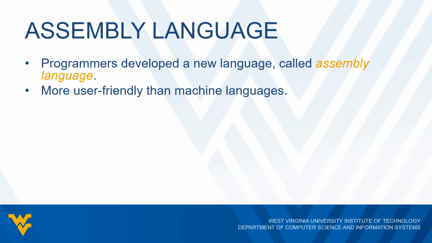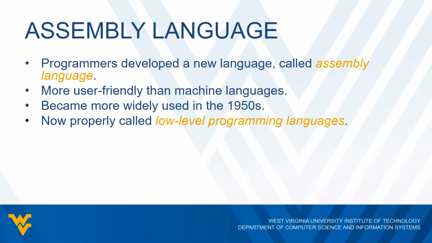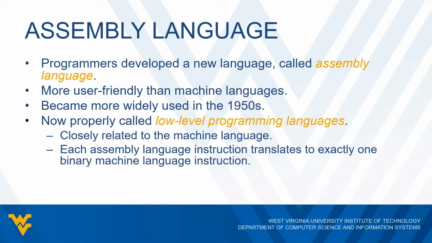In fact, when assembly languages first appeared in the early 1950s, they were one of the most important new developments in programming. So important that they were considered an entirely new generation of the language. So you can guess that they became very popular and very widely used in programming. Nowadays, these assembly languages are more properly called low-level programming languages, which simply means that they're closely related to the machine language. And each symbolic assembly language instruction is translated into exactly one binary machine language instruction.